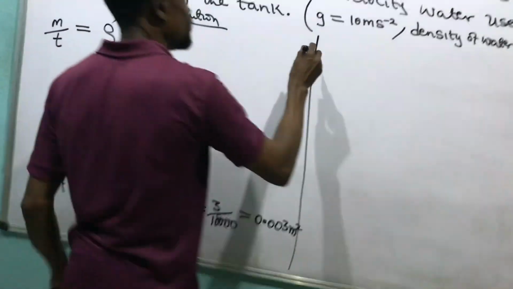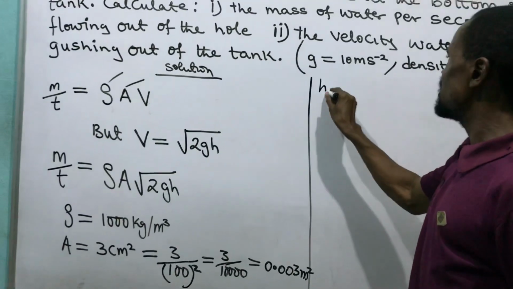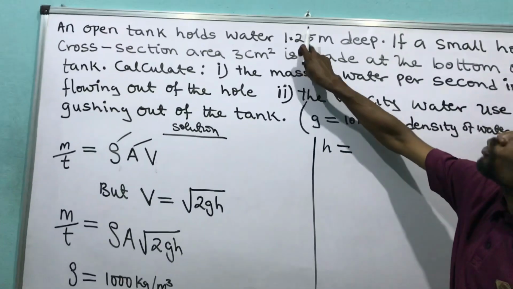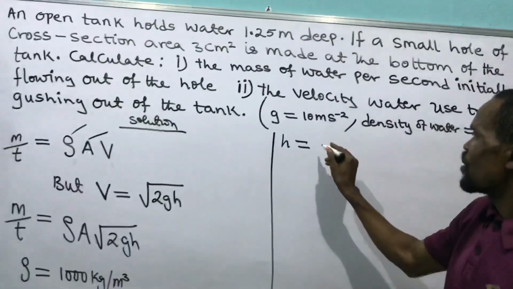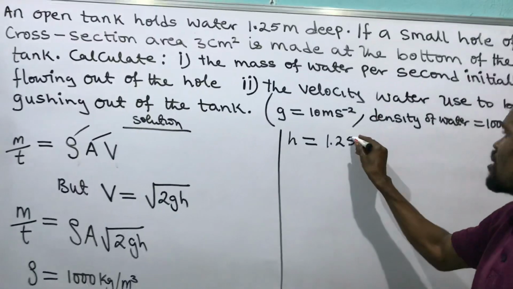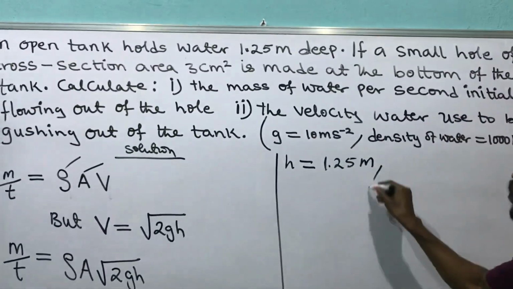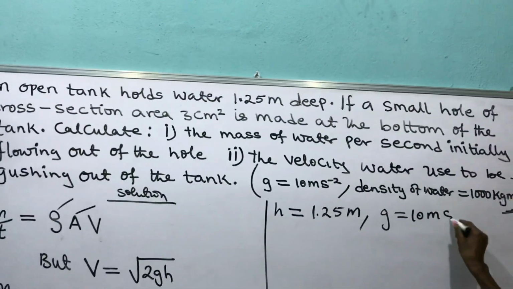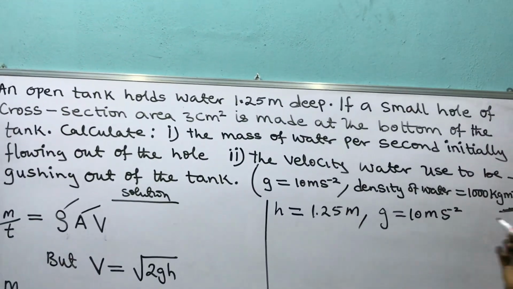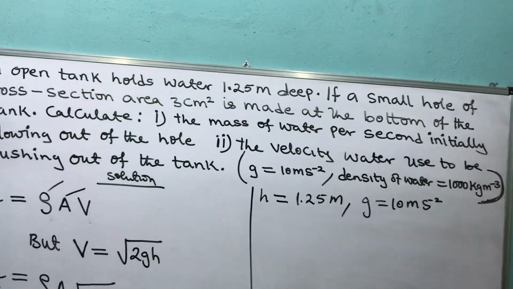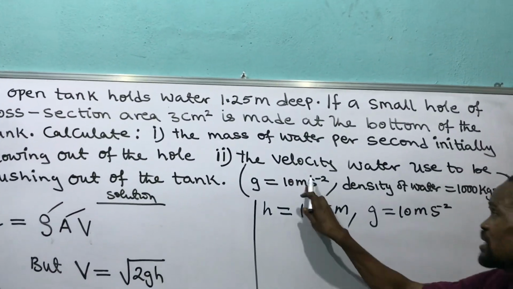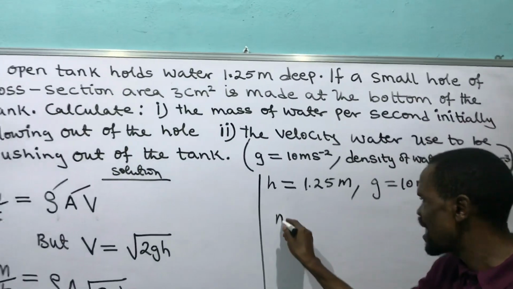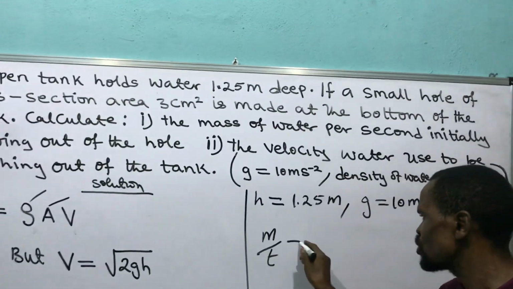Then now height. What do they give me as height? Look at the question. The height is given to me as 1.25 meter. Then did they give me g? The g is given to me as 10 meter per second squared. Look at the g given to me, 10 meter per second squared.